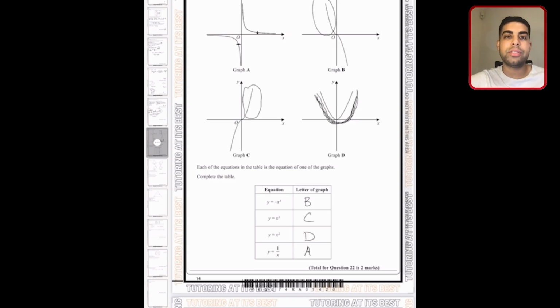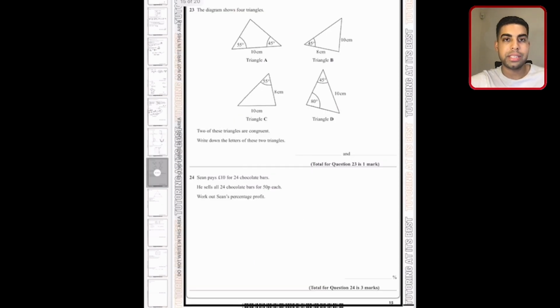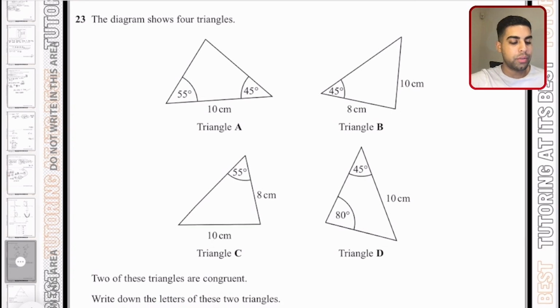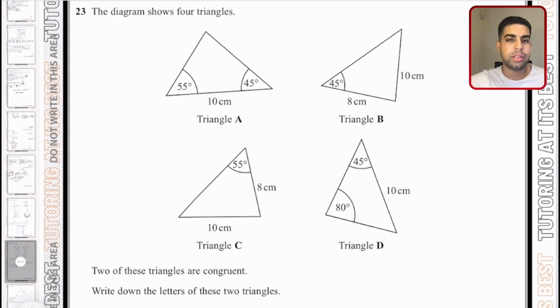Let's now dive into our next question, question 23. Okay, so now for question 23, the diagram shows 4 triangles. And 2 of these triangles are congruent. So for those who have forgotten what congruent means, that is the same. So when 2 triangles are the same, they are considered to be congruent. And so now we need to write down the letters of these 2 triangles.